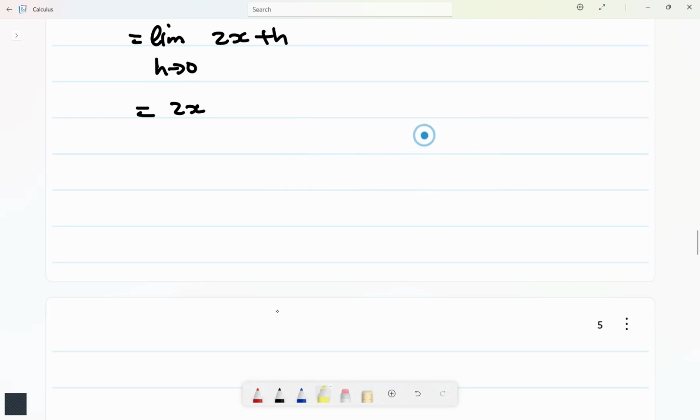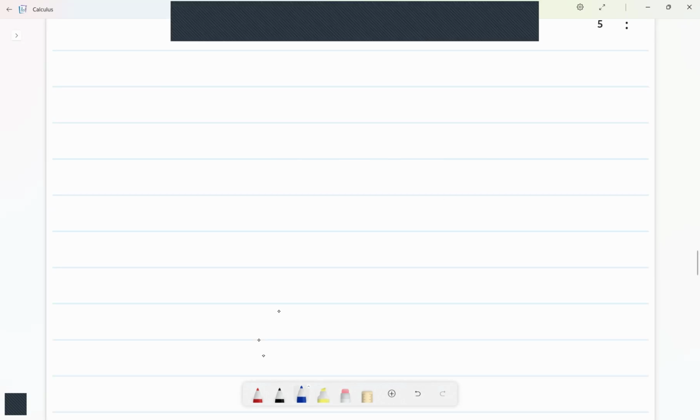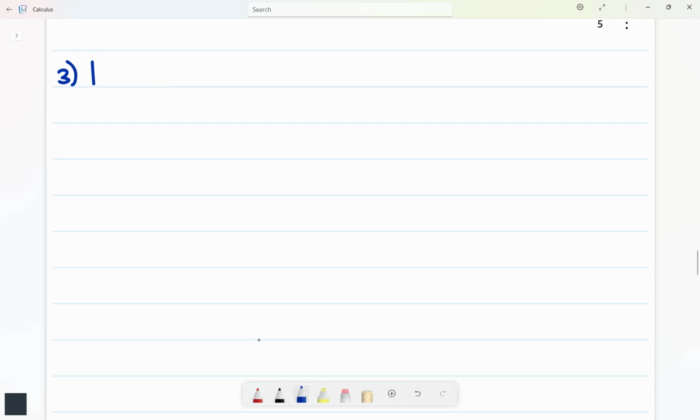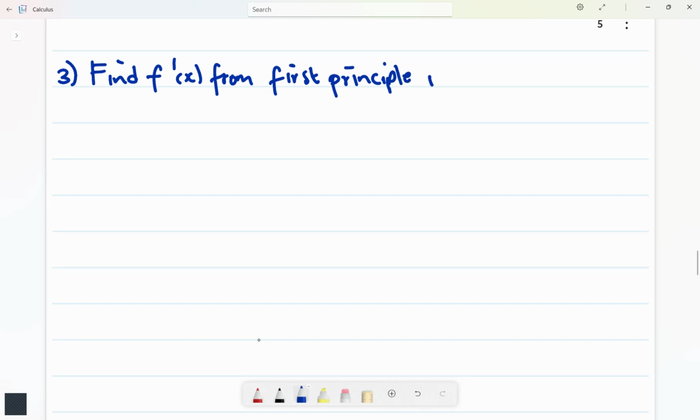Okay, let's have another example, then we continue to other things. Let's have the last example under the first principle. This one is normally tricky on many students. Okay, find f prime x from first principle, if f of x is equal to 1 divided by x.